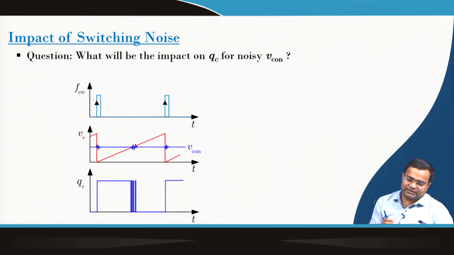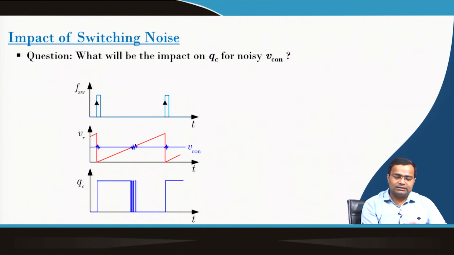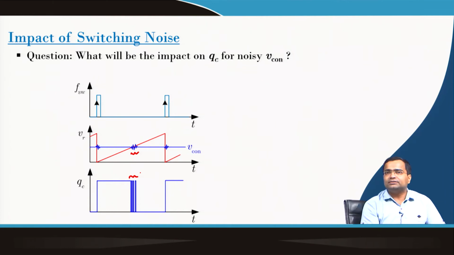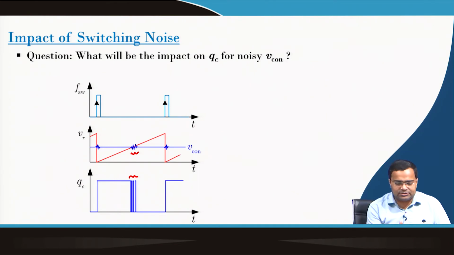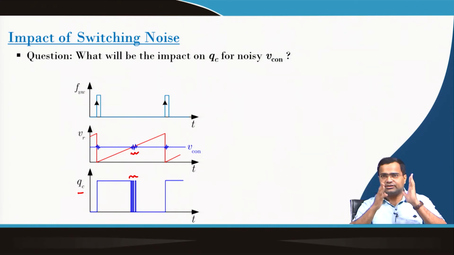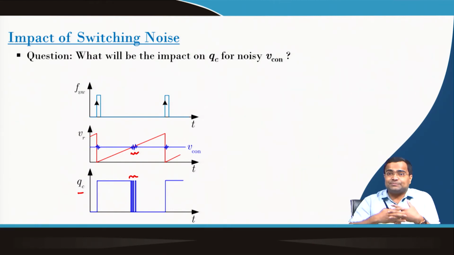Such switching noise, if injected into this control voltage, can cause multiple chattering, and this may lead to very fast turn on and off of the comparator output. Such a signal should not be used as the gate signal of the MOSFET, because if you try to turn the MOSFET on and off at such a high rate, first of all it may not be able to respond, because each MOSFET has a slew rate limit, with a finite rise time and fall time, so it cannot be turned on immediately.